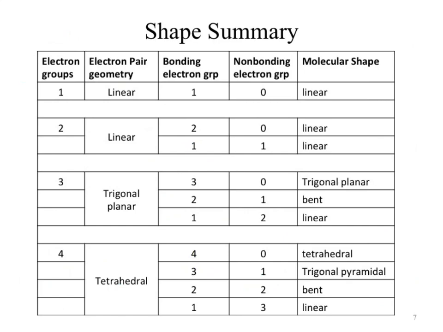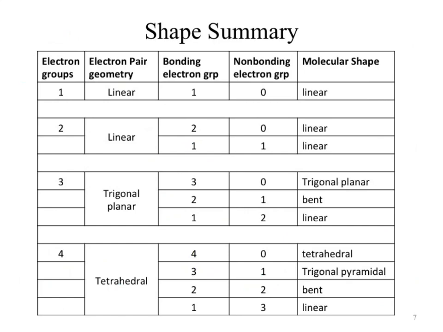We can look at our shape summary. Look at your electron groups. Your electron pair geometry is linear. Okay? What are your possible options at that point? Well, you really only have a bonding pair of electrons. You won't have any non-bonding pairs of electrons because there was only one group. Okay? If there wasn't a bond, then we wouldn't even be looking at a bond. Okay? So our shape in that case would be linear.